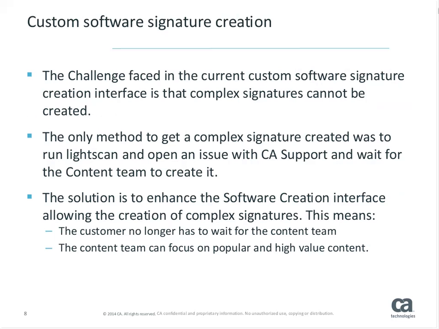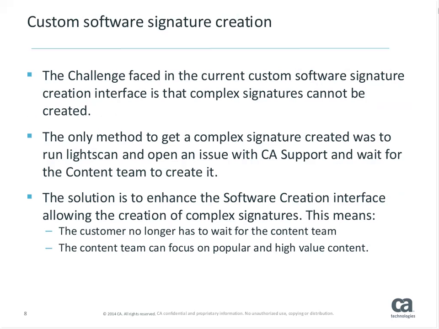First thing I want to talk about is some of the features that were included in 12.8. We're just going to review some of those and some of the enhancements that you may not be familiar with, and then we'll spend more time on the upcoming 12.9 release. First thing that we've added is custom software signature creation. Basically, it allows you to create your own custom signatures.